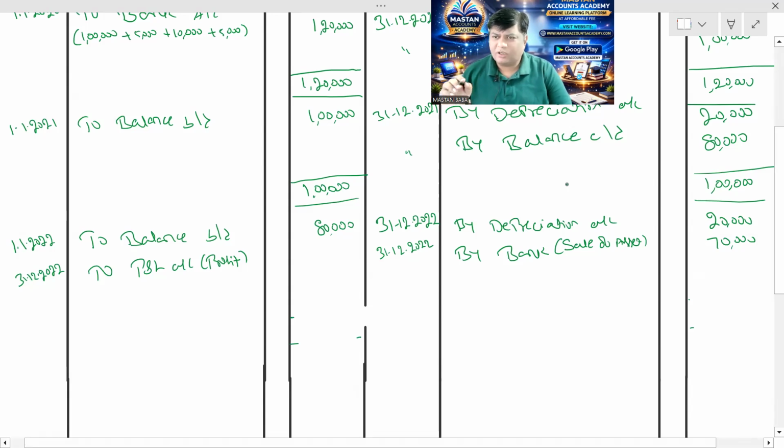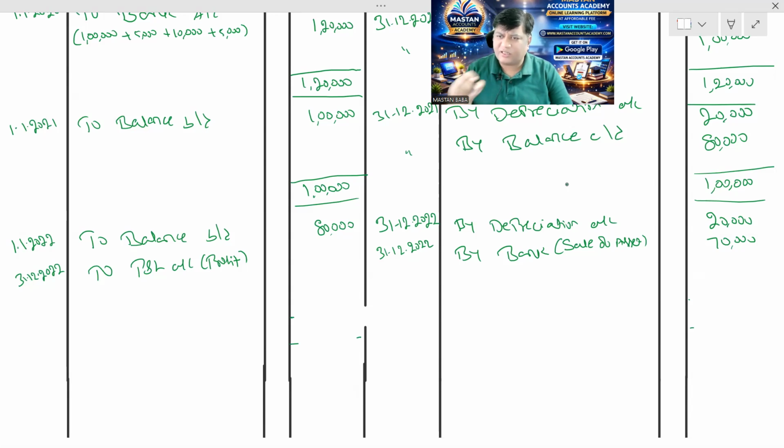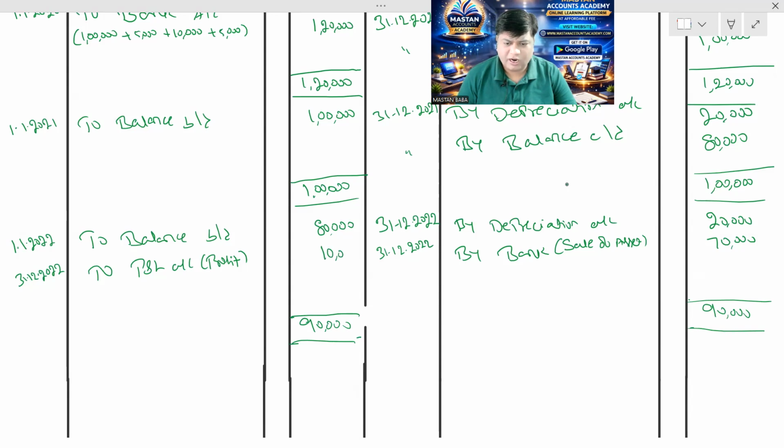So if one asset is purchased and that asset has been sold, a simple technique: which side is higher? Debit is 80,000, credit is 20 plus 70, 90. Which is higher? Credit is higher. So on both sides take the biggest value, 90,000, 90,000. Where is the difference applicable? The difference is on the debit side. So on the debit side, to P&L account, that is profit 10,000, because 90,000 minus 80,000 gives 10,000.